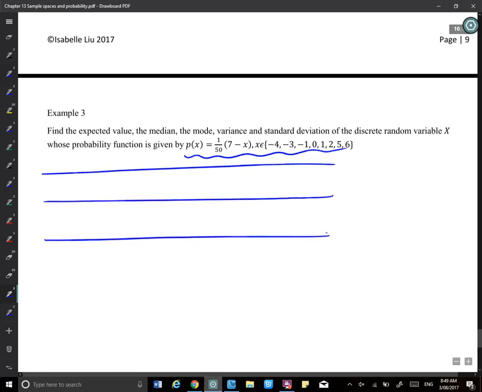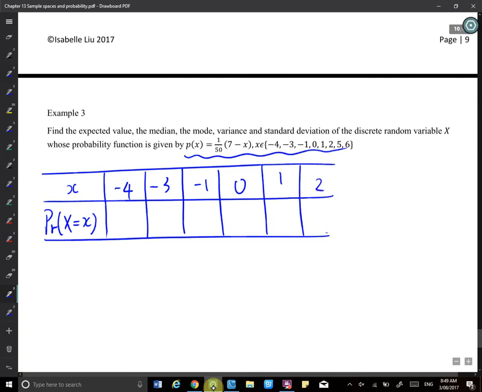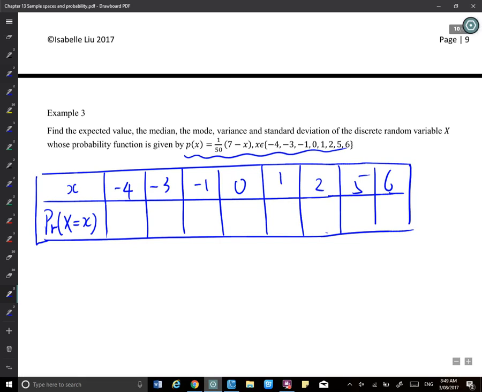A table is the easiest way to think about things. I still set up the table with X and probability X equals x, and then we think about all of that. So -4, -3, -1, 0, 1, 2, 5, and 6. And then you will use the mass function to calculate the probability for each of those. And then go back to the same way of calculating mode, variance, median, standard deviation, all of that.